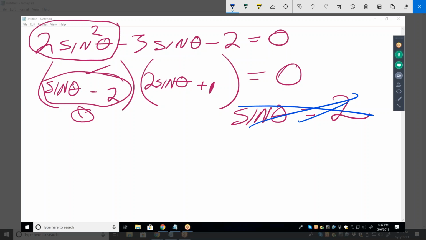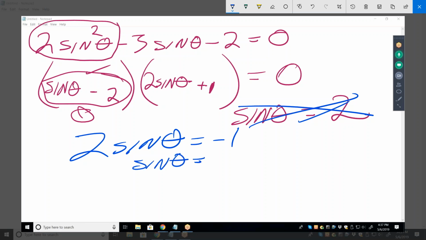So now let's work with the other one. I'm going to move the 1 over. Next line. Sine of theta equals negative 1/2. And where does that occur? 30 degrees. Okay, I'm going to write 30 down here, because that's not actually one of the answers. But that's what both answers are going to be based on. And I would advise you doing something similar. Just use some sort of notation where you know that that's not one of the answers, but that's how we're going to get to the answers.